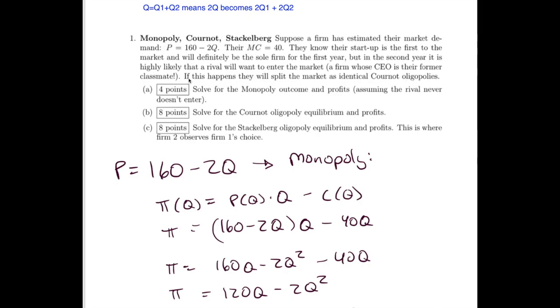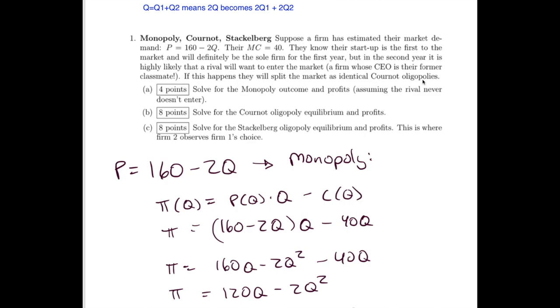So we have a firm that has estimated their market demand, and their marginal cost is 40. So constant marginal cost, constant average total cost. They know their startup is the first in the market, so they'll definitely be the sole firm for the first year. They're a monopoly. In the second year, it's highly likely that a rival will want to enter the market. So here we have a former classmate who's ended up launching a product. Maybe they overheard discussions at a study table or whatever. Anyway, now we have two firms splitting the market as identical Cournot oligopolies.